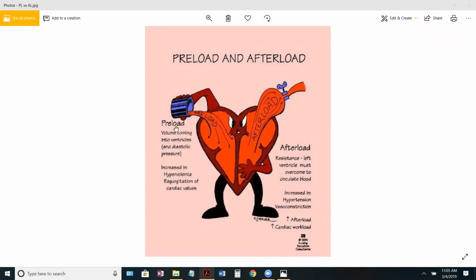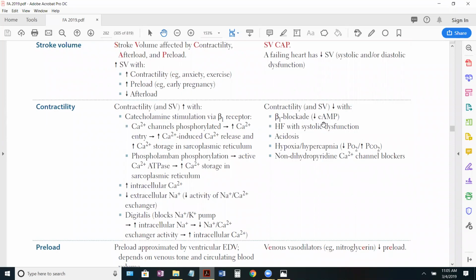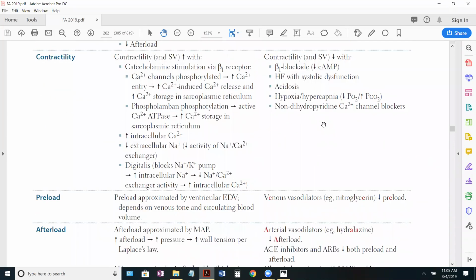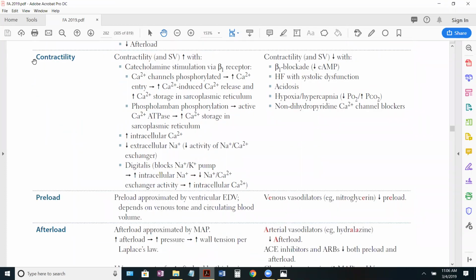Come over here, to stroke volume. If you want to increase the volume with each beat, you have to increase the contractility, increase the blood coming in, and decrease the afterload. That's very conceptual. A failing heart has less cardiac output. Stroke volume will decrease. Why? The heart is failing due to the death of the myocardial cells. Any confusion till here? These are the three parameters that we are going to discuss separately, one by one.